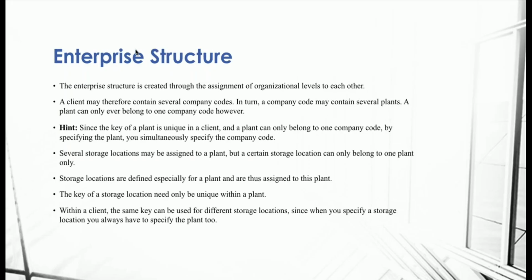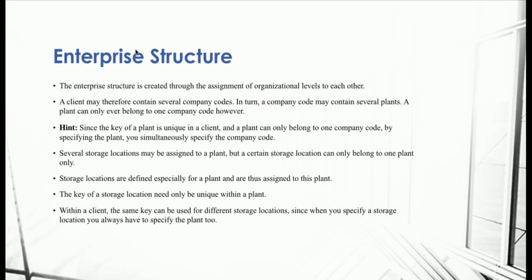So what is the enterprise structure? Enterprise structure is a combination of all these things, right? Company code, plant, purchasing org, storage location, when they are combined, they create an enterprise structure. The enterprise structure is created through the assignment of organizational levels to each other. So you assign plant to company code, you assign purchasing org to company code.